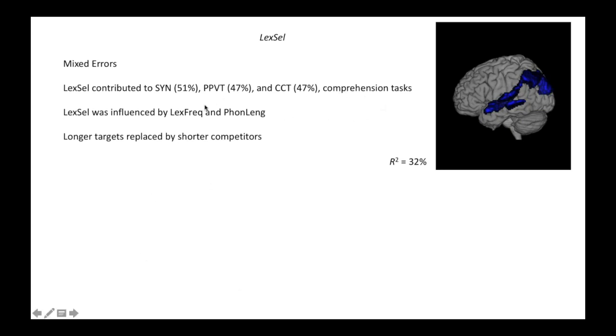This ability is the most strongly related ability for comprehension tasks. So the mixed errors give you the most information about comprehension tasks. That's kind of interesting because semantic errors are typically what are talked about as being the proxy for semantic processing. It was influenced by lexical frequency and phonological length. So both a lexical and a phonological level thing. So this is sort of getting at interaction. And longer targets were replaced by shorter competitors.